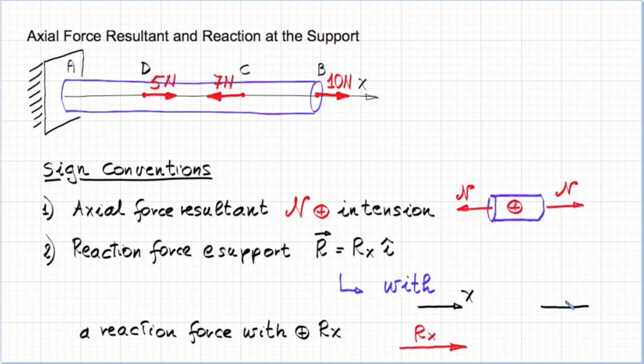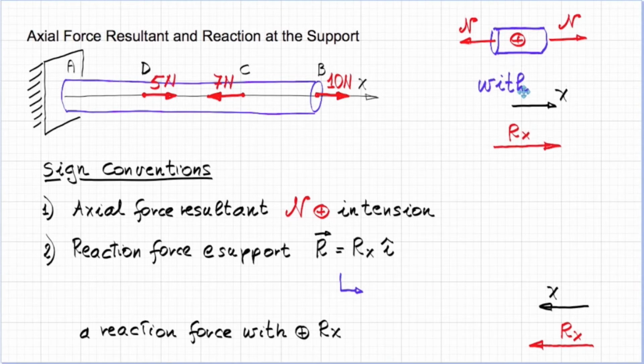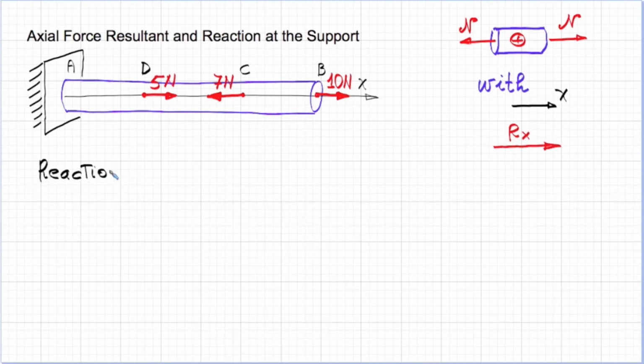If the x-axis is going from right to left, then a reaction force with the positive Rx component will be acting also from right to left. So we draw an arrow from right to left, and again we put the magnitude of the reaction force on top as Rx. So let's put our schematics up here to remind us in which direction the axial force N and the reaction at the support Rx would act if they were positive. So let's first calculate the reaction at the support A.